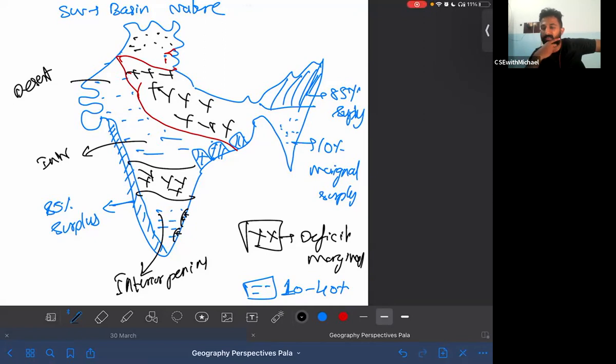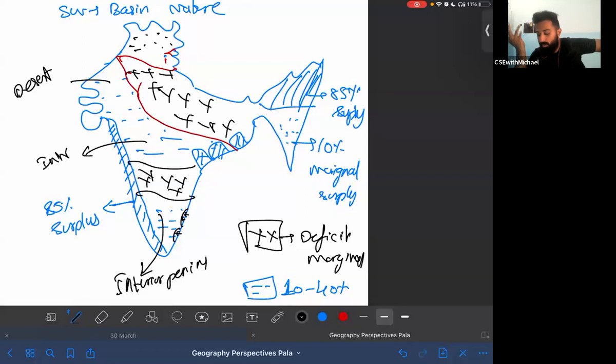These are the reasons why it is marginally deficit despite having a good amount of water availability. Okay, sir. Yeah. So it depends. It's not just a function of how much water is available, but equally, it depends upon the amount of water that is developed and the water that is utilized.